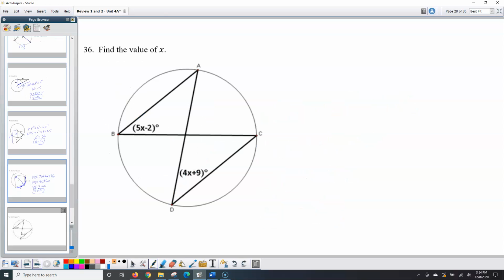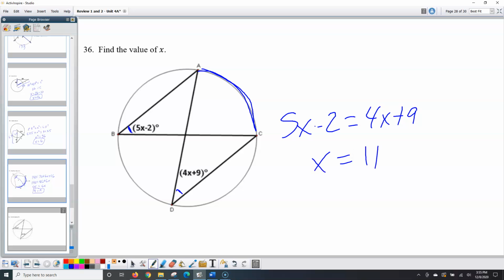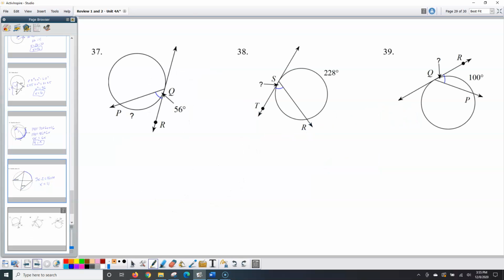Same kind of deal as the last review. These two angles are inscribed. They both open up to the same arc. Therefore, they are equal. 5x minus 2 equals 4x plus 9. Bring the 4x over, you get x. Add the 2, you get 11. Fancy inscribed angles. Still going to multiply by 2 because they're inscribed. Right here, multiply by 2. That's 112.